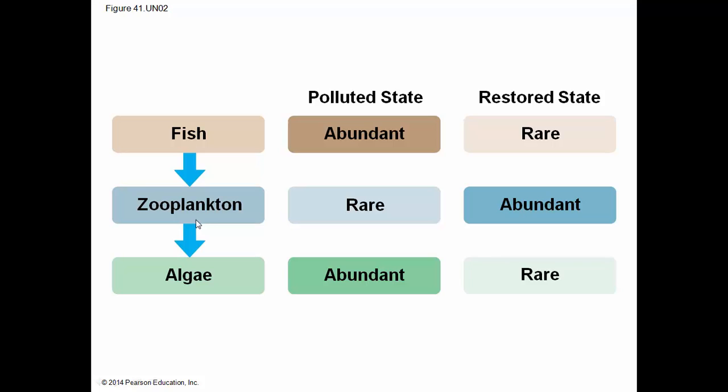Here's the fish. It was eating the zooplankton, which would eat the algae. In the polluted state, the fish became abundant, the zooplankton became rare, and therefore the algae became abundant. In the restored state, they reduced the populations of the fish. They put in other fish to prey upon it. The zooplankton became abundant, and the algae became rare. So you can see how that use of the top-down model was effective in this case of biomanipulation.